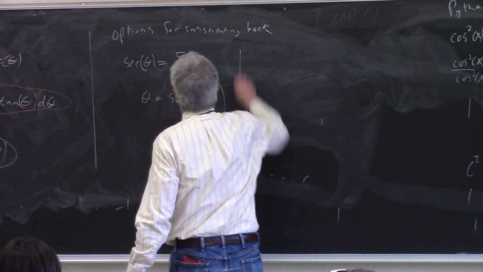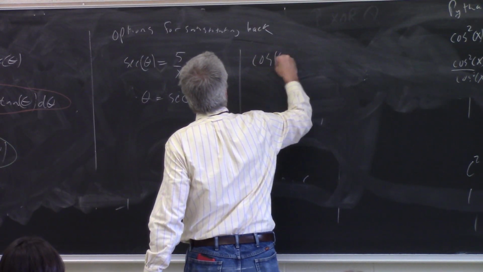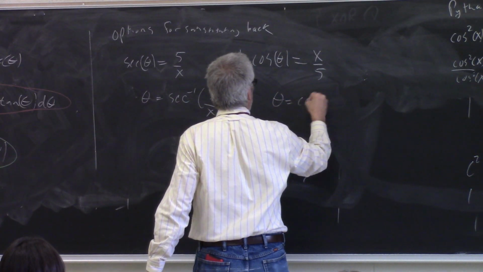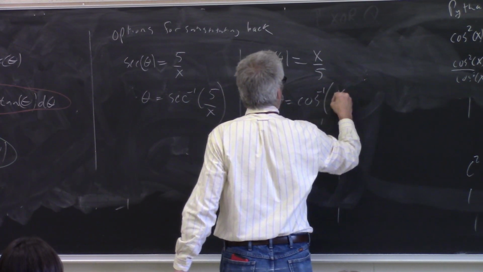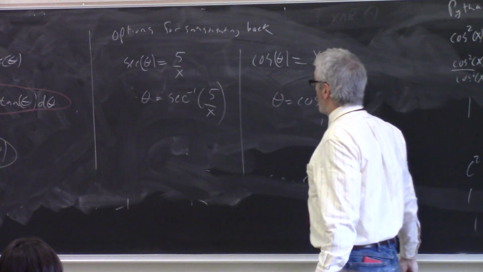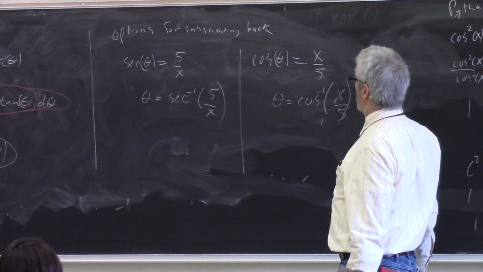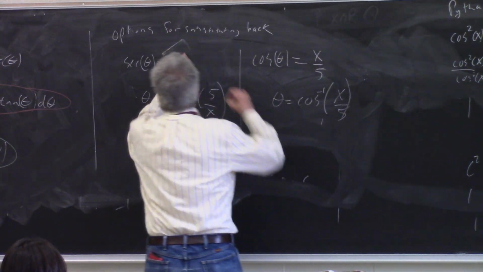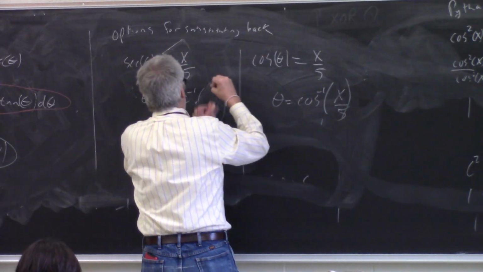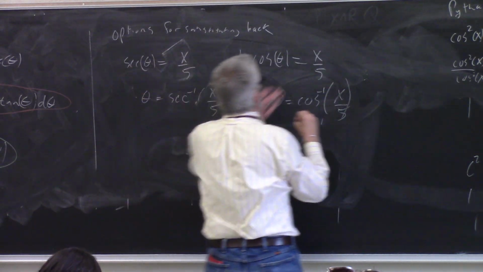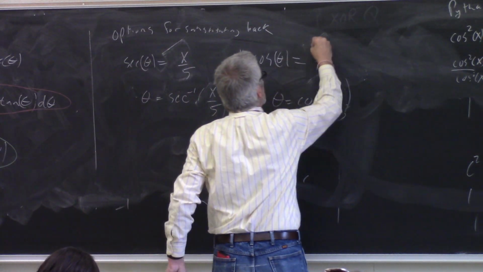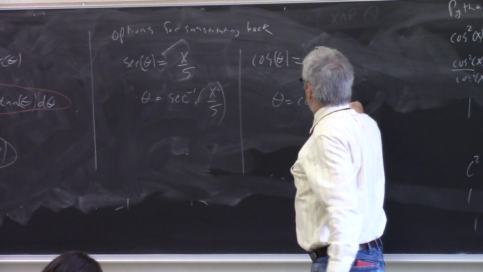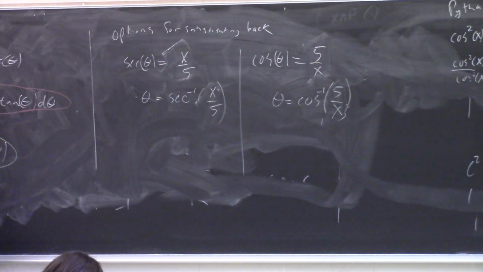Right, that's another thing. So we get that cosine of theta is x over 5. So I get that theta is cos inverse of x over 5. So I think your 5 over x and your x over 5 are flipped around. Oh, yeah. There we go. X over 5. Thank you. So I could put cos inverse of x over 5 in this box.